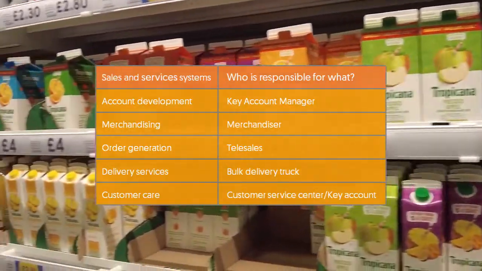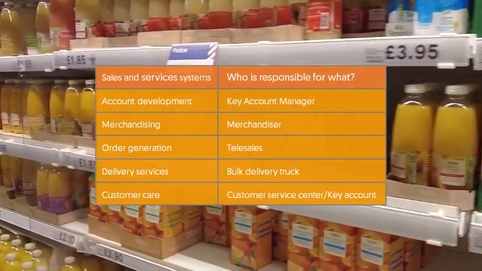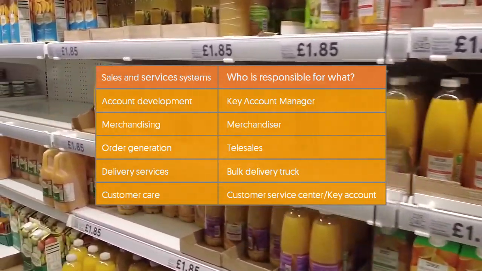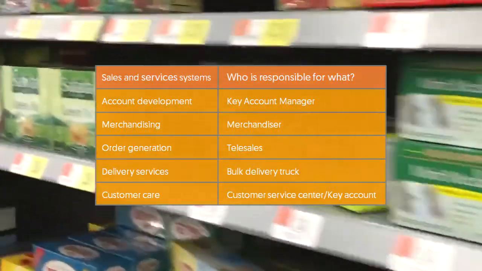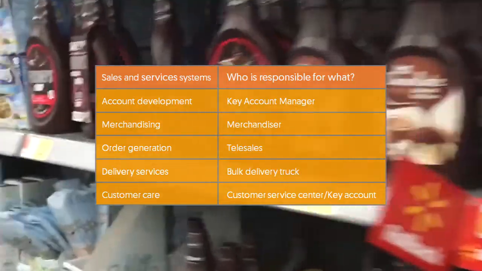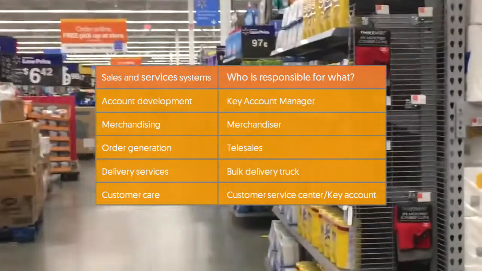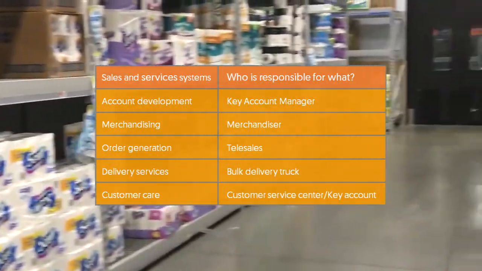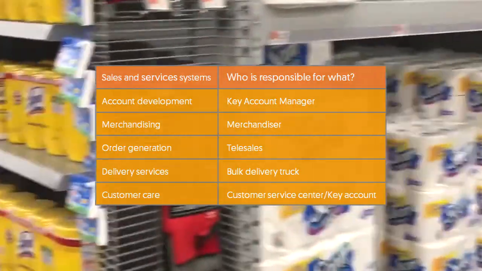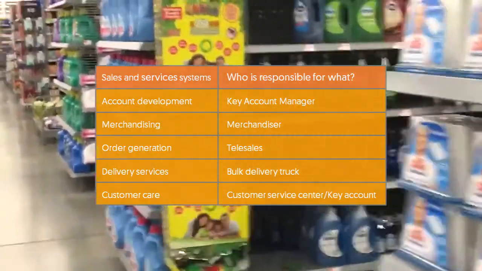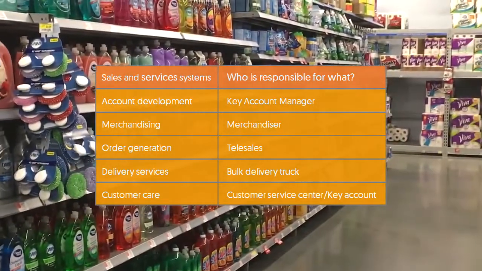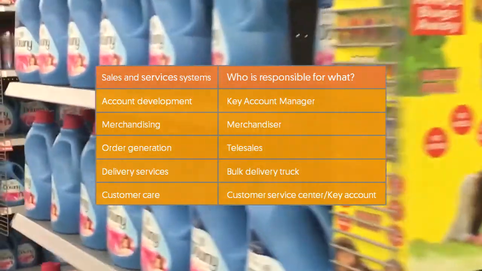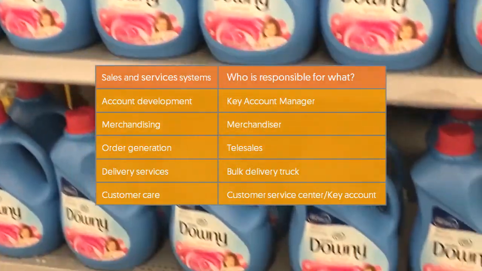For example, wholesalers selling to retail require operating with different services systems. The key account manager is responsible for the Look of Success standard. Specialized dedicated merchandisers merchandise the shelves. The order is through telesales and delivery is through bulk delivery trucks, and the customer service center handles customer care in collaboration with the key account manager.